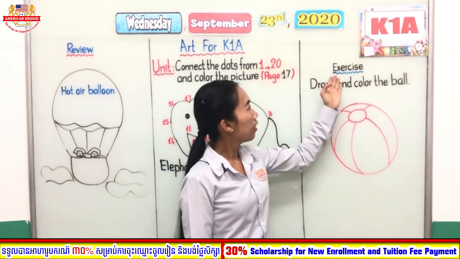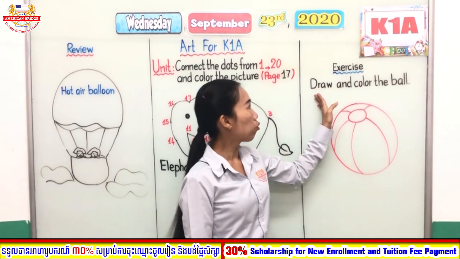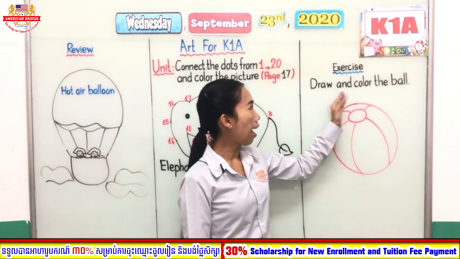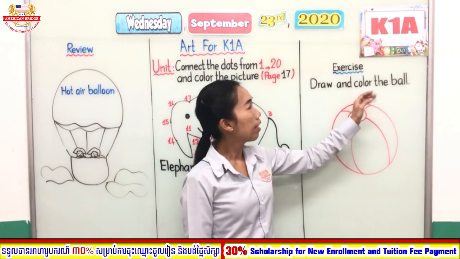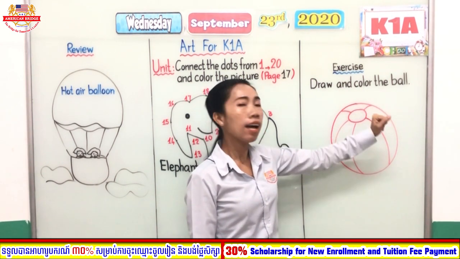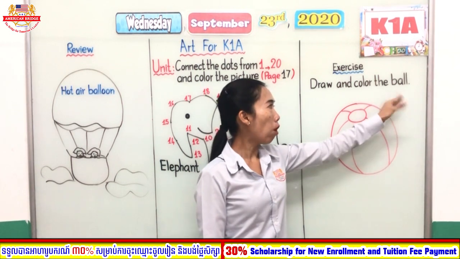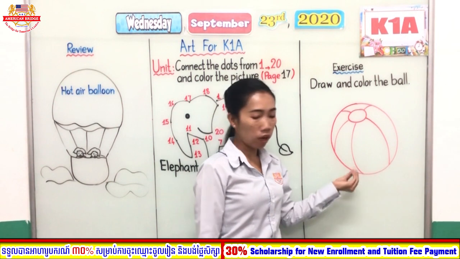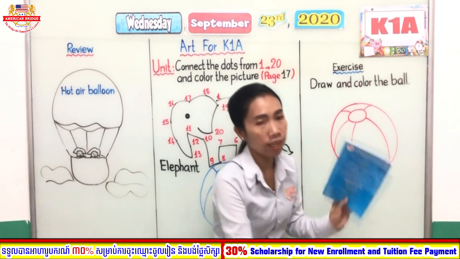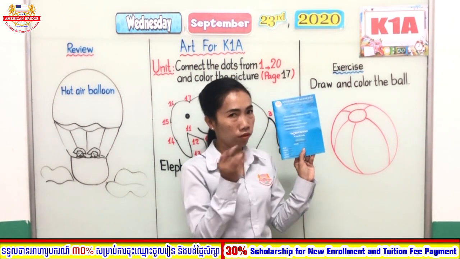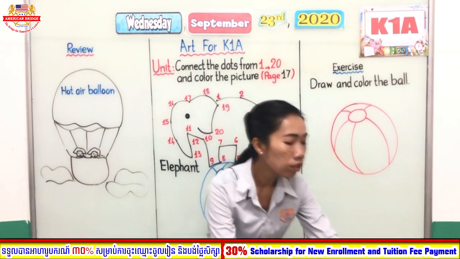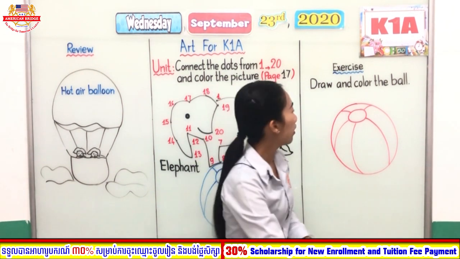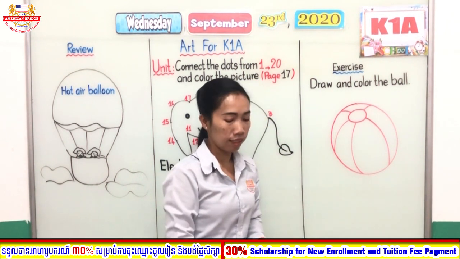Exercise. Draw and color the ball. Please draw the ball in your notebook using a pencil. You draw and then use the color pencil to color. Okay, now please practice together.